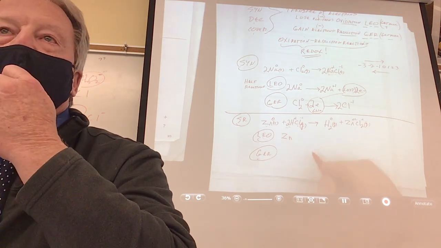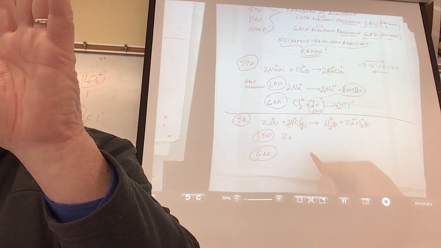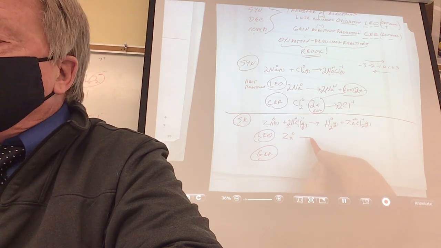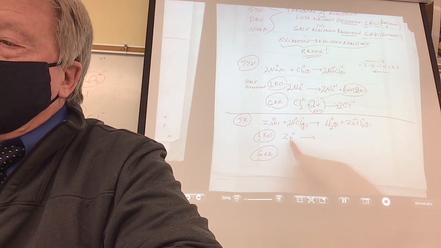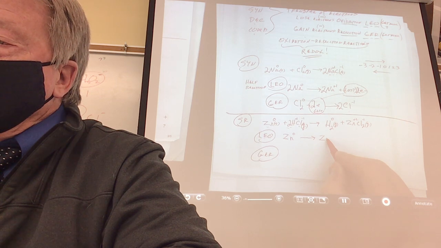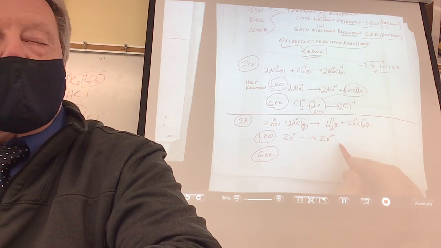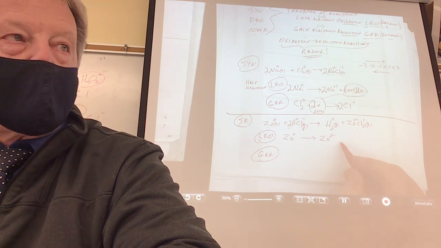Now again, I'm going to do one atom at a time, and then I'll go back and fix the numbers, okay? Zinc started out as 0, and Leo, you always put the electrons on the right anyway. Ty, help me out. Zinc turned into what? Yes. And how can that happen? How can you go from 0 to +2?